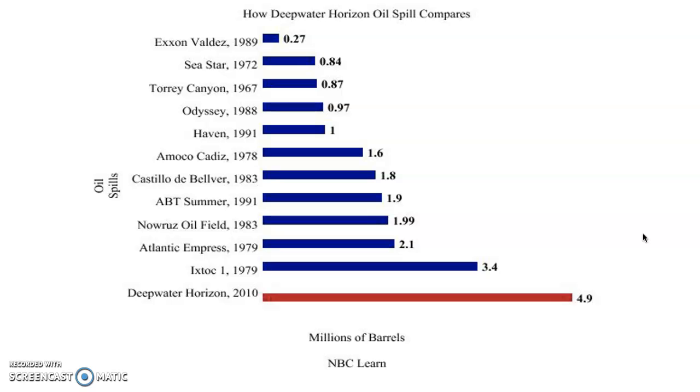This is a chart of how the Deepwater Horizon oil spill compares to other significant oil spills. You can see that 4.9 million barrels of oil was released into the ocean, and many more barrels of oil were released than any other. This is a video which will be shown after the presentation.